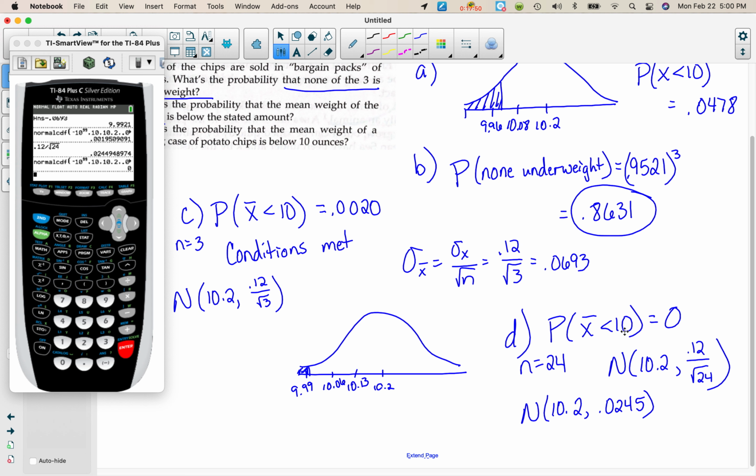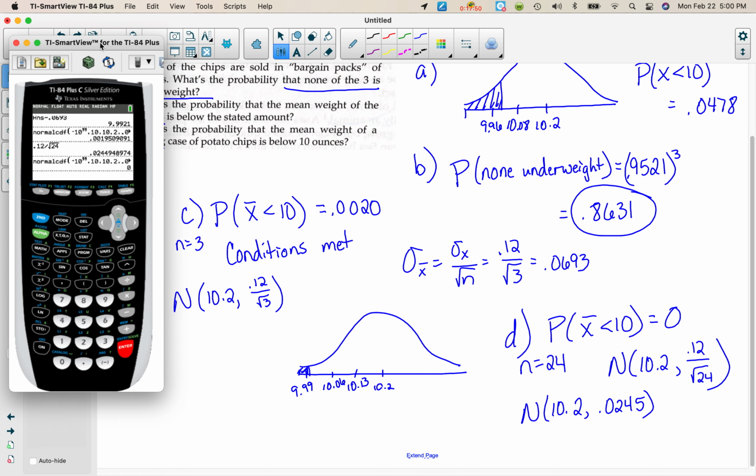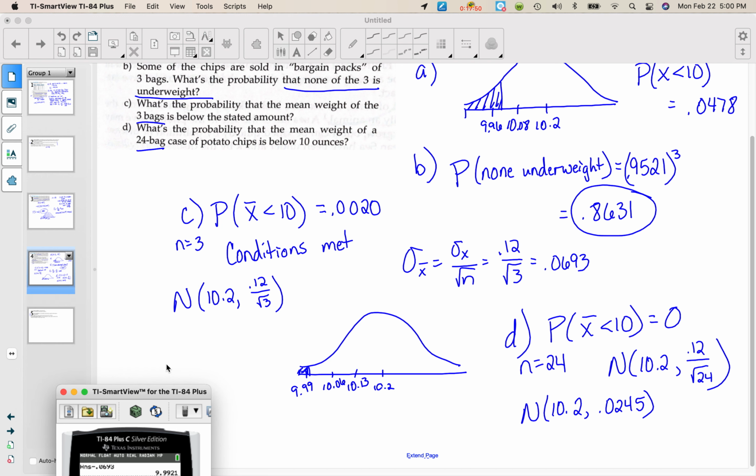Now this is important because what if I did take a sample of 24 bags and I got a sample mean less than 10? That would tell me something. It would tell me that the mean weight was not really 10.2. And it would tell me that my machine was not filling them full enough. So that's why this is important, what we're doing, and looking at the distribution of the sample mean. So hopefully that helps, and that's it.